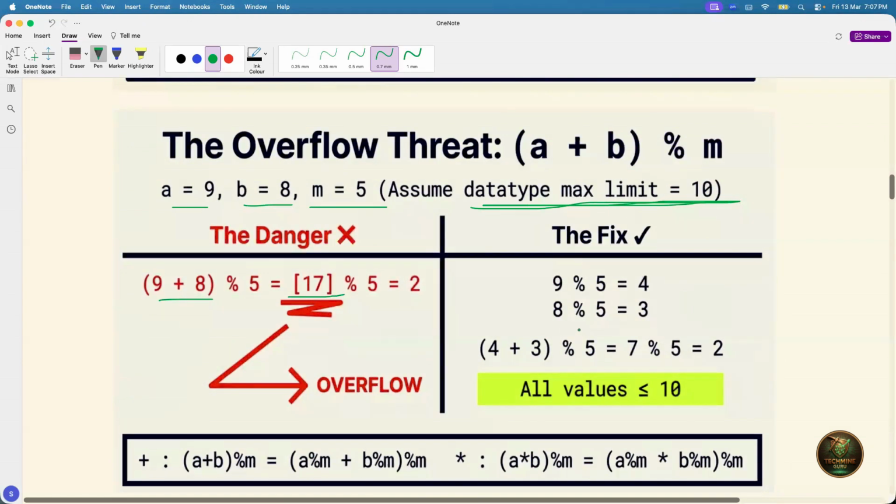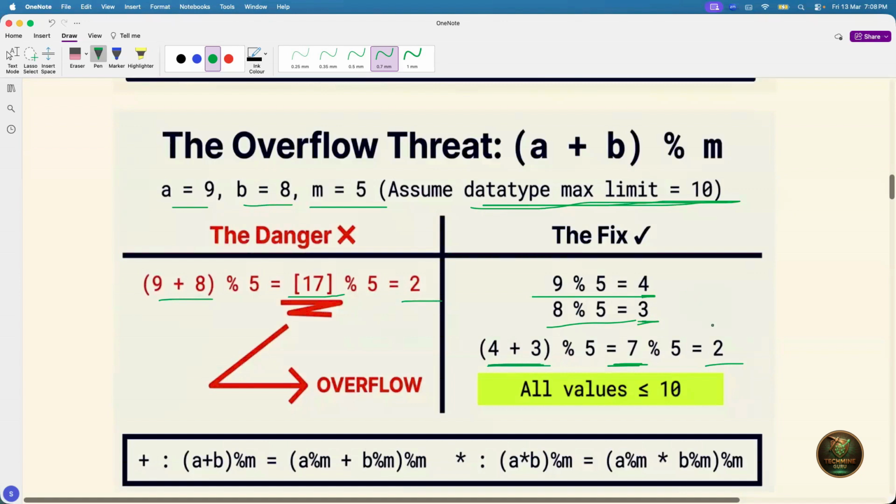So if we express it in this way, 9 modulus 5 and 8 modulus 5 using the first property, a modulus m plus b modulus m. So 9 modulus 5 will give us the result as 4. Similarly, 8 modulus 5 will give us the result as 3. Now, if we add these two numbers, this is under the data type range, right? So when we do the final modulus, 7 modulus 5 will be 2. And also if you see in total, 17 modulus 5 will give the result as 2 only. So we can achieve this via this only.